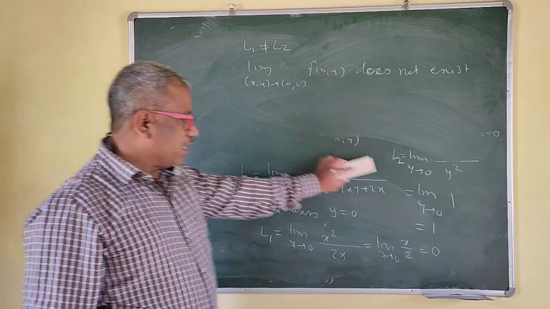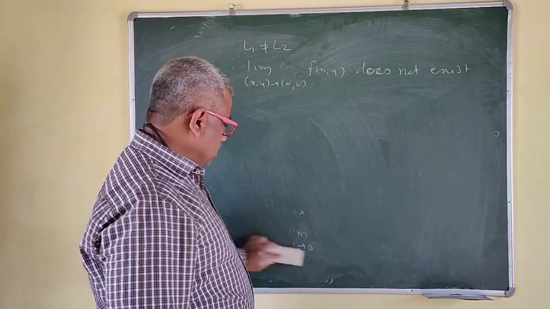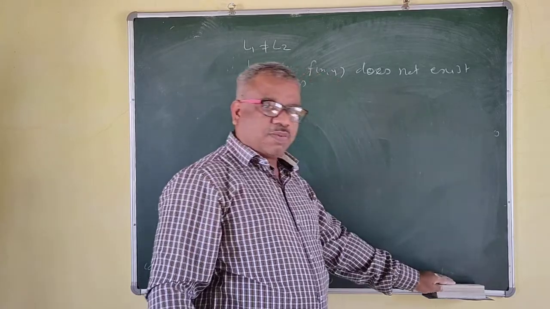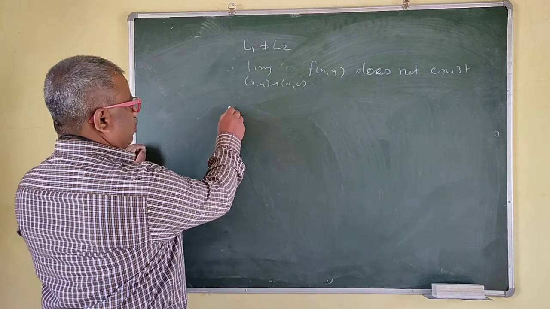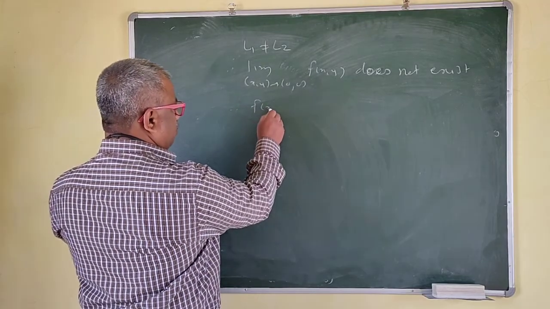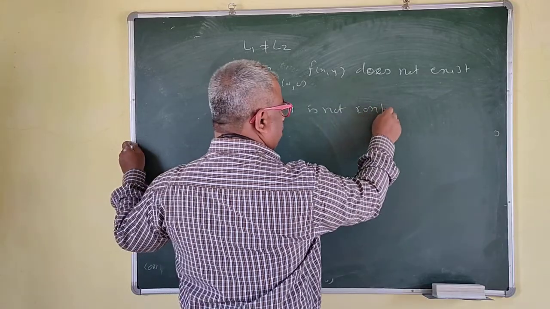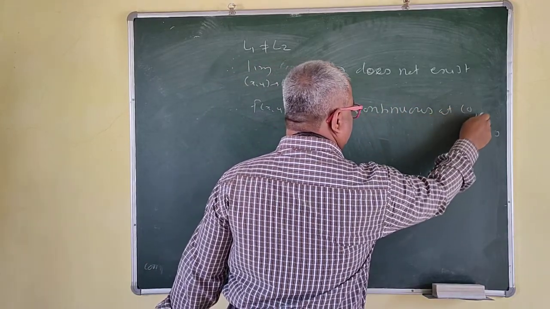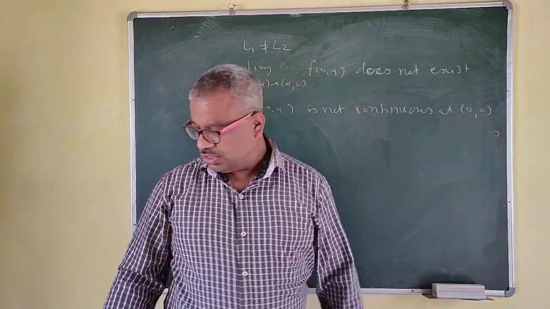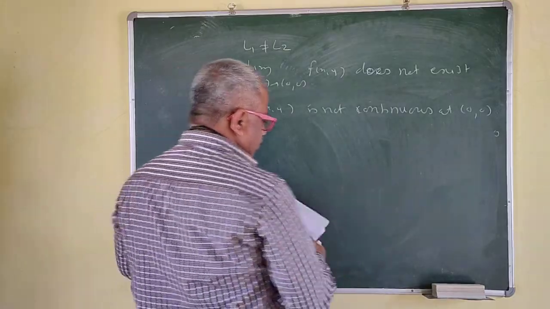And we know that, as we have seen in the note, if the limit does not exist, then the function is not continuous. Therefore f of xy is not continuous at (0, 0). Right? So now this problem is over. We take another problem.